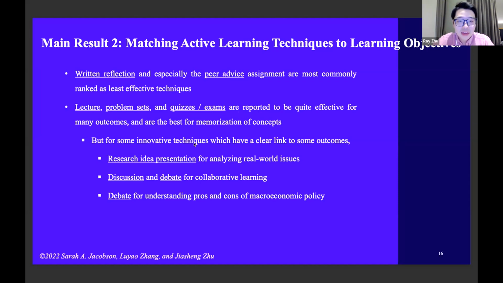However, some innovative techniques, which have a clear link to some outcomes, are especially effective toward these outcomes. Let me give some examples, like research idea presentation, which is effective in helping students analyze real-world issues. Discussion and debate are, intuitively, effective for collaborative learning. And debate is effective for understanding pros and cons of macroeconomic policy.